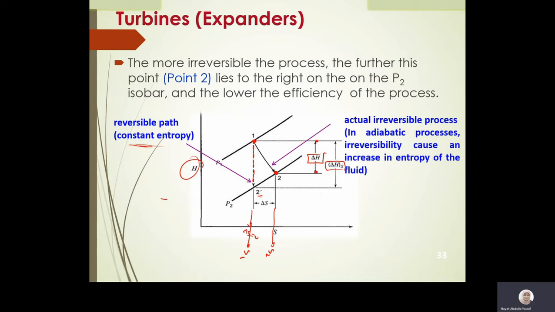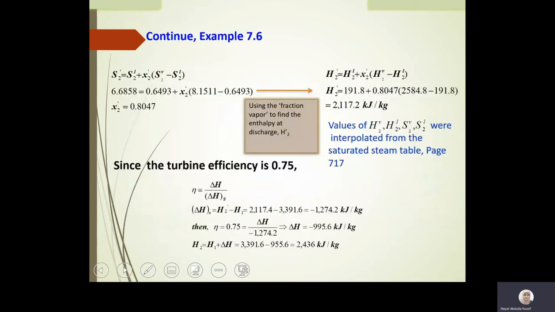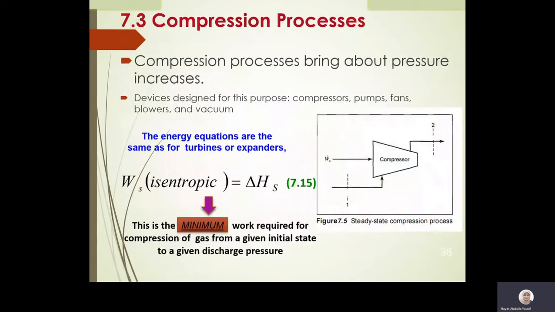So what I will do now is go on to explain the compression devices, and then we'll start solving problems. I'll skip the example of the expander or turbine just to show you what's happening with the compressor, then I'll go back to the problem. With the compression, it is exactly the same as the turbine, but everything is opposite. What do I mean by everything is opposite?